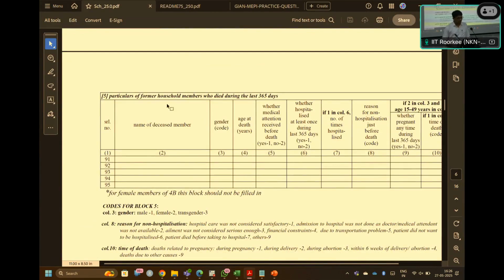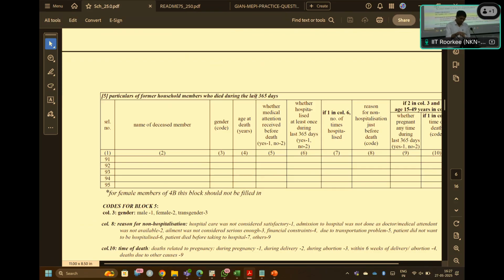It covers particulars of former household members who passed away during the last 365 days. If we are interested in understanding expenditure or even other indicators of health access, persons who are deceased are usually not required. So around 2000 plus sample are missing from the data.